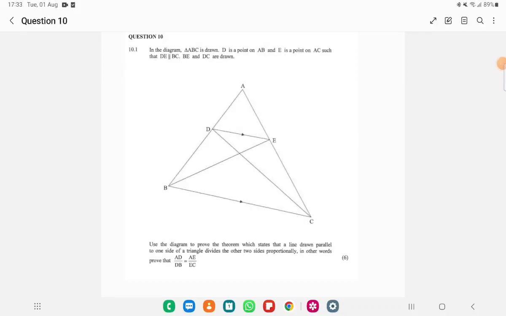10.1. In the diagram, triangle ABC is drawn. D is a point on AB and E is a point on AC such that DE is parallel to BC. BE and DC are drawn. So this is our proof question. Use the diagram to prove the theorem which states that a line drawn parallel to one side of the triangle divides the other two sides proportionally. In other words, prove that AD over DB is equal to AE over EC.